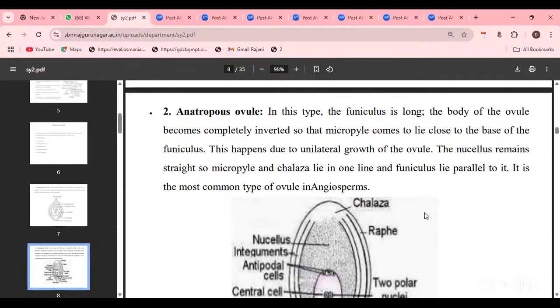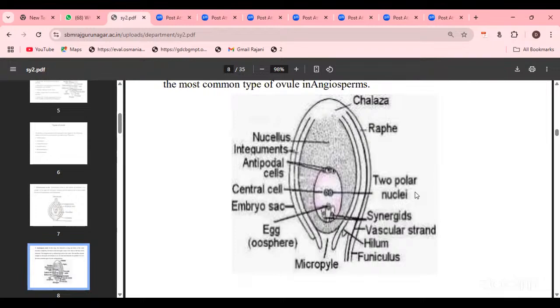The nucellus remains straight, so the micropyle and chalaza lie in one line, and the funicle lies parallel to it. It is the most common type of ovule, called anatropous, found in all angiosperms.